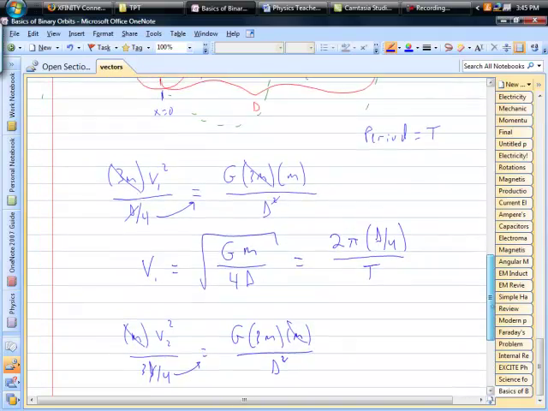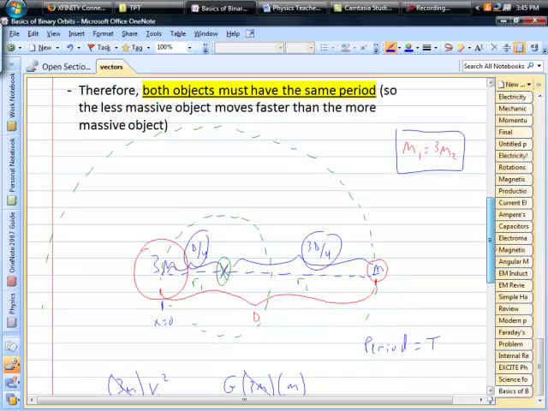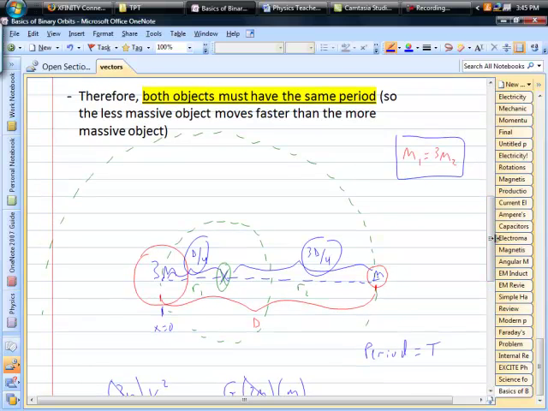So that's all we're going to do for the time being. I just wanted to outline and remind ourselves what the key ideas are. Let's go through that again. The same period for both objects. They're always on opposite sides as they spin around. That means that the bigger one is in the smaller orbit, and it's moving slower than the smaller object in your binary system.